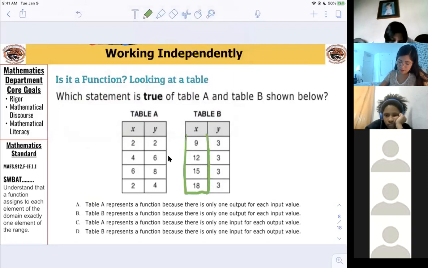Miss, it's D because every input. Yes, sir. I lost it. Yeah, finish it. You had it. Every input has its output or something like that. Every input has its own output. Exactly. Yes, sir. You said it perfectly.